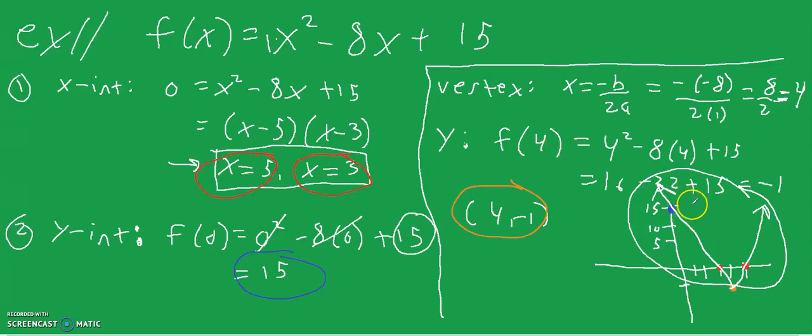Alright, well, that's all I've got for graphing a parabola. All these problems are going to follow the same kind of path. You need to find a few points, plot them on your graph, and then just connect them.